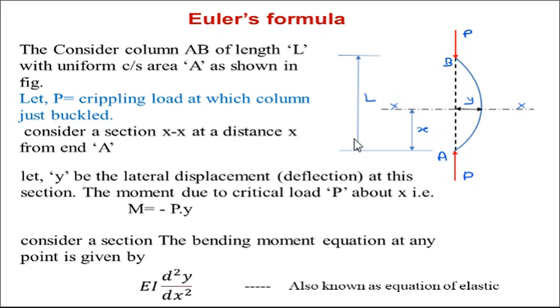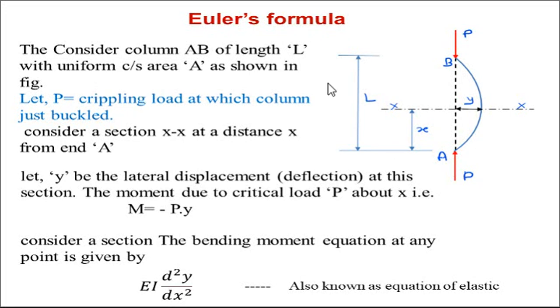Capital L is the length of the column, and this x-axis is the location, at a distance x from the A end or A point. The distance of that axis is x. So the x-axis is any axis, drawn along the length of the column.